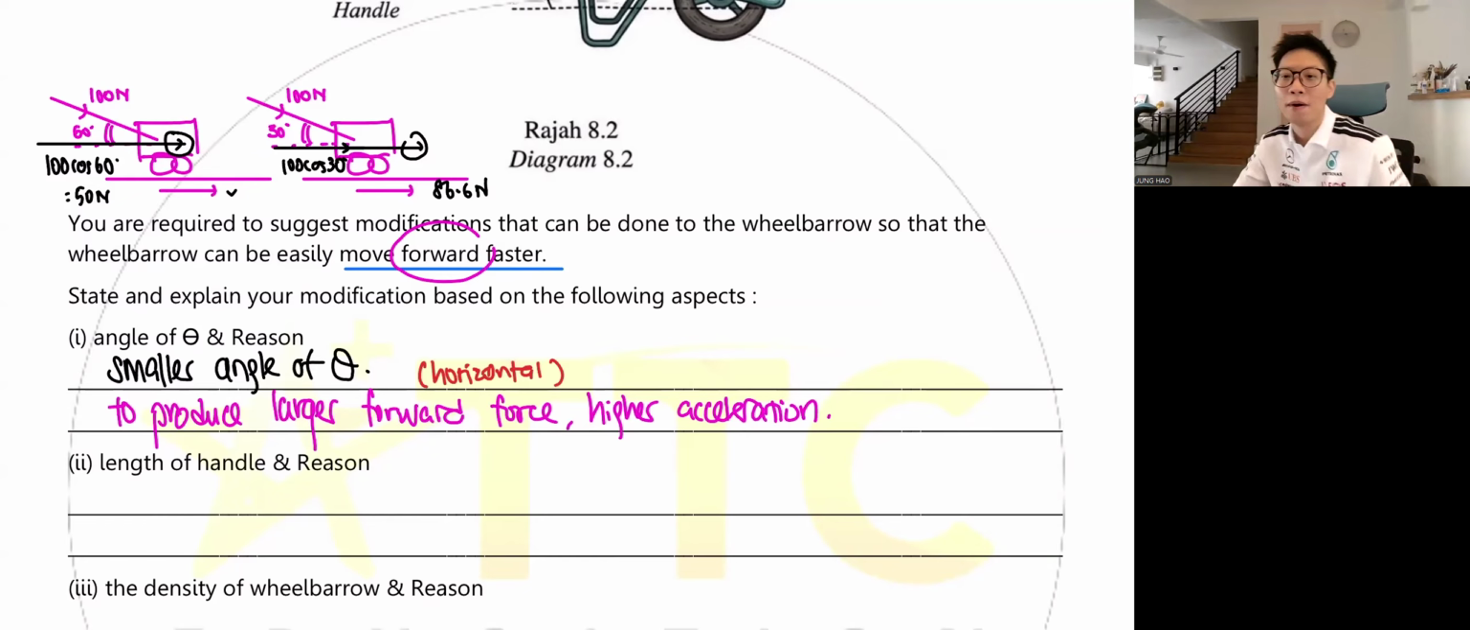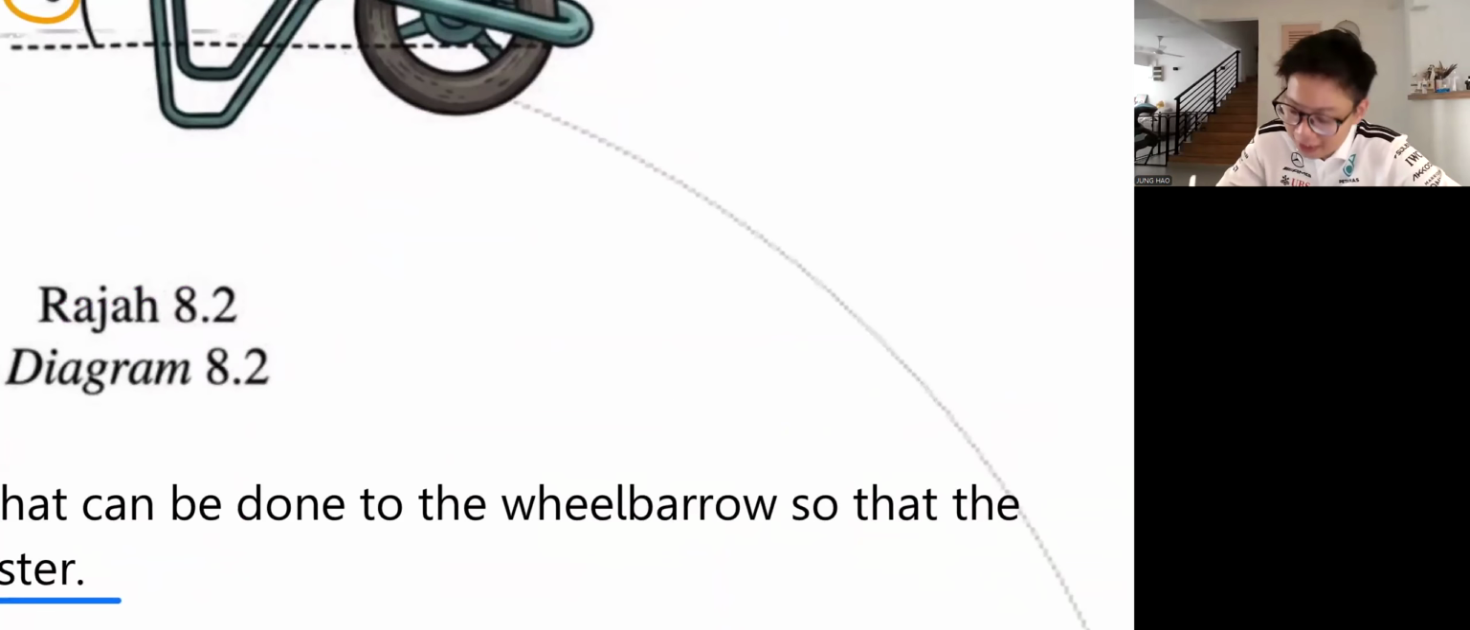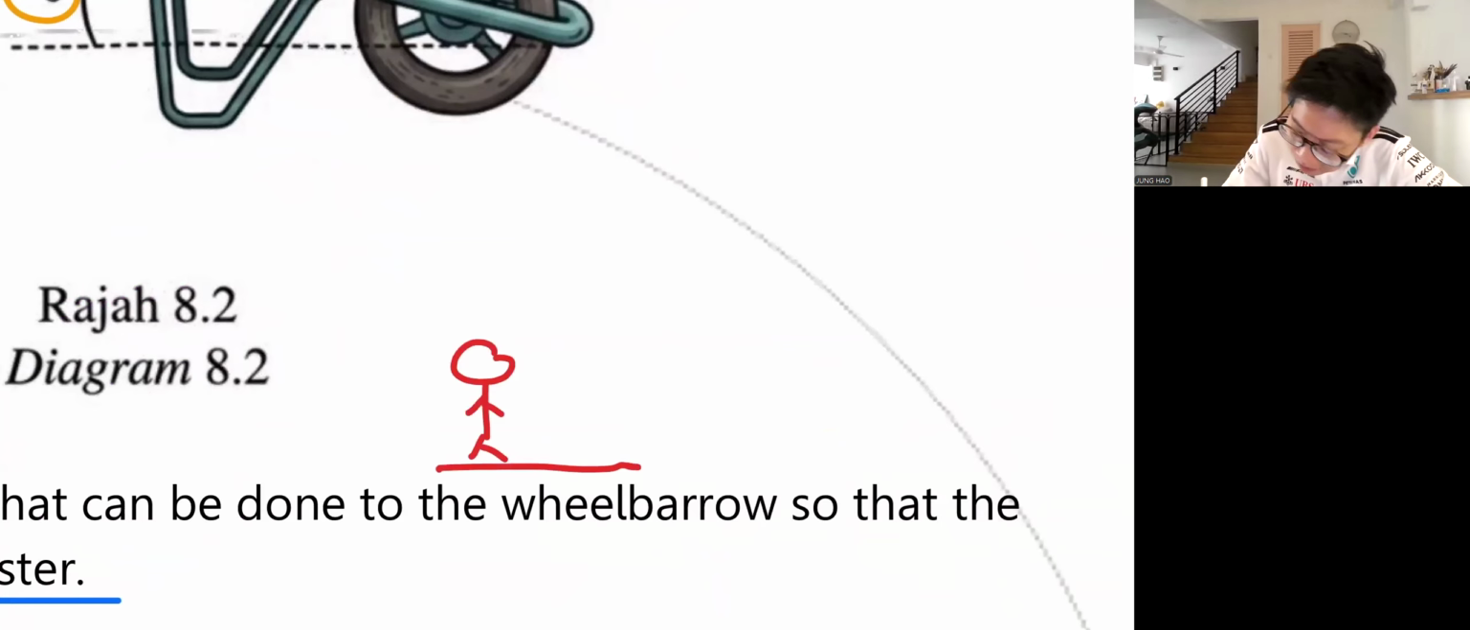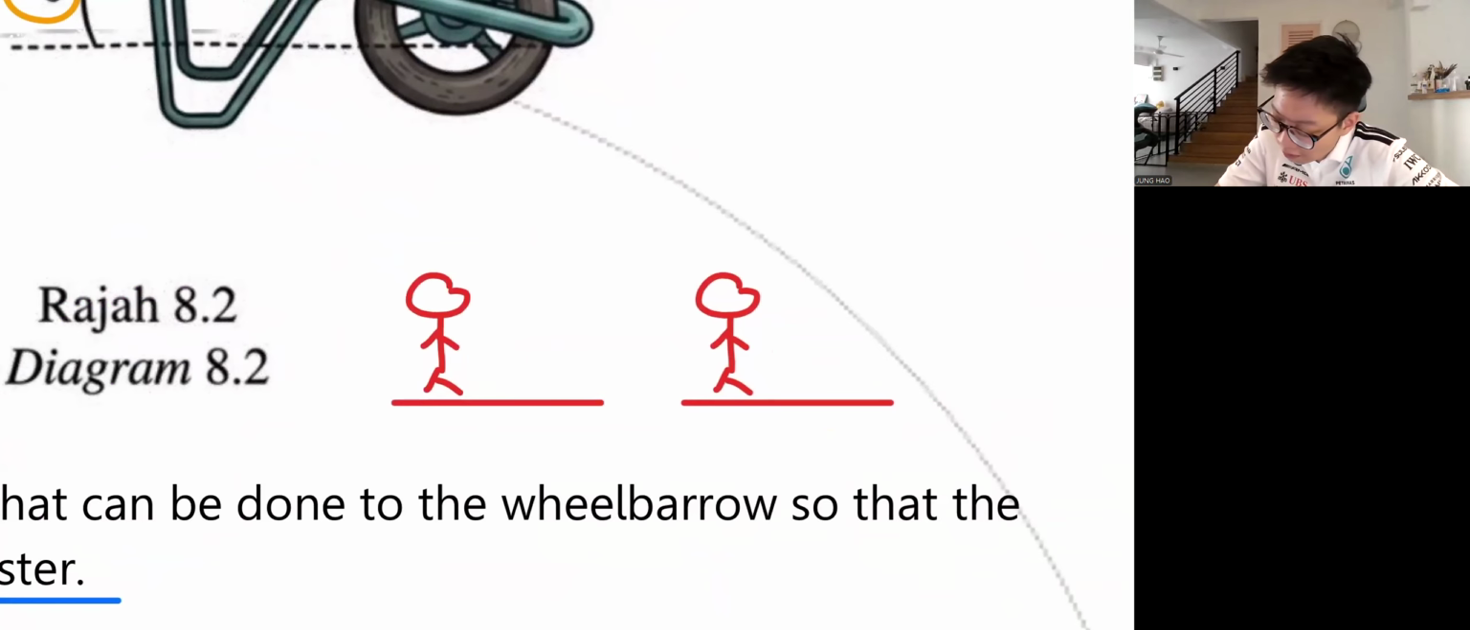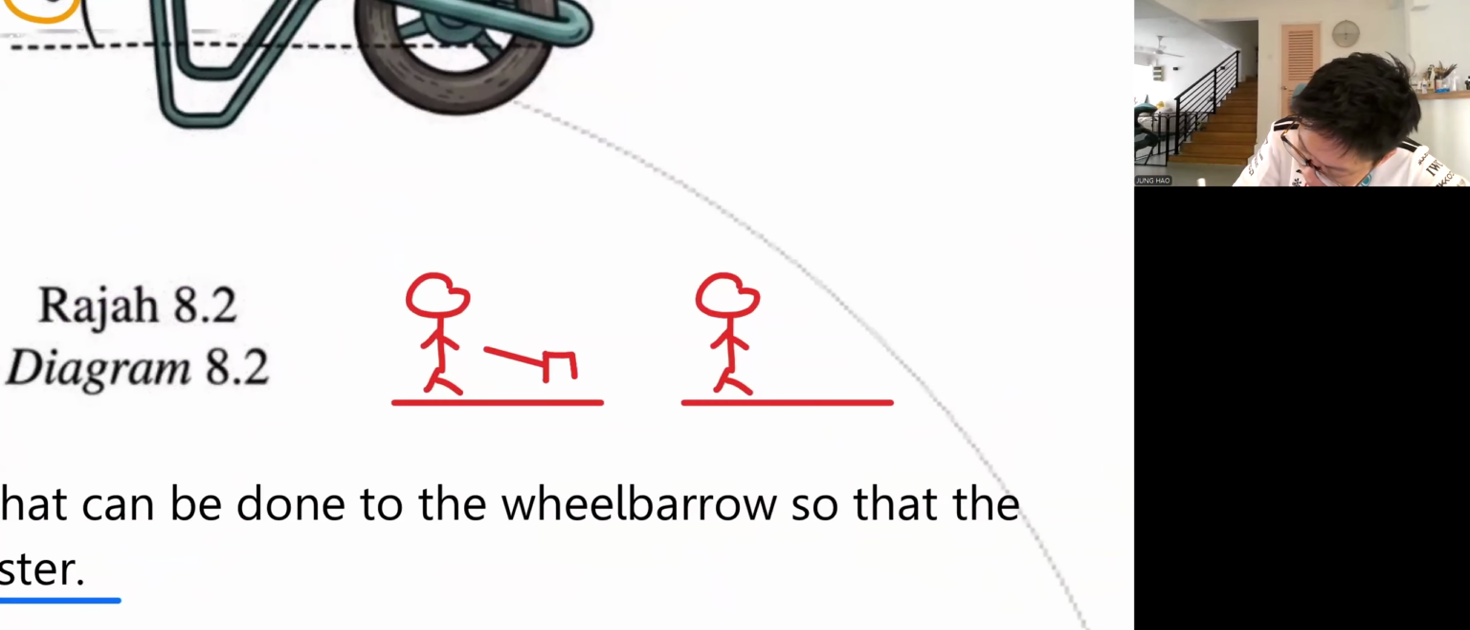Okay, then next. What about the length of the handle? Okay, guys, this is challenging, because what about the length of the handle, guys? Do you want longer or shorter? Do you want a longer handle or a shorter handle? Okay, now let me draw. Okay, guys, your imagination. Imagine this is a standard human height. Now got two different lawnmower. One the stick very short like that. One is the stick very long.